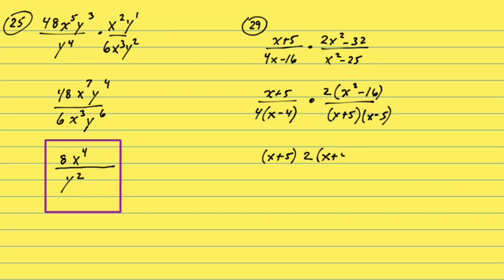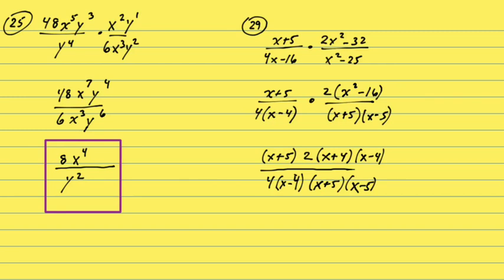I'm going to factor the top, the x squared minus 16. On bottom, you have a 4. You have an x minus 4. You have an x plus 5 and an x minus 5.